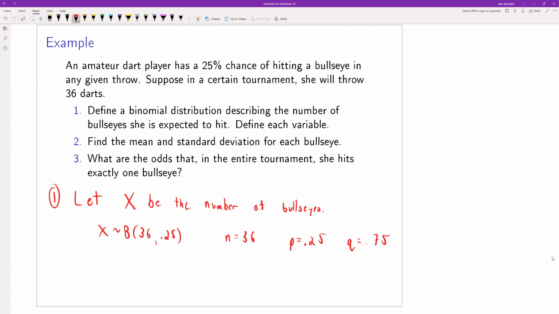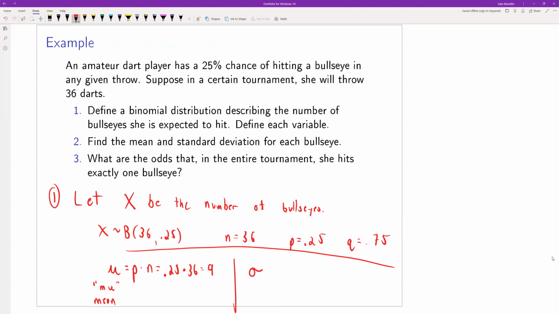Next, let's calculate the statistics here. The mean, which is represented by this Greek letter mu, that's the Greek letter of a U, is pronounced mu. And that's the mean. It is equal to P times N. So that will be 0.25 times 36 is 9. Makes sense. She throws a bullseye about a quarter of the time. A quarter of the throws would be 9 out of 36.